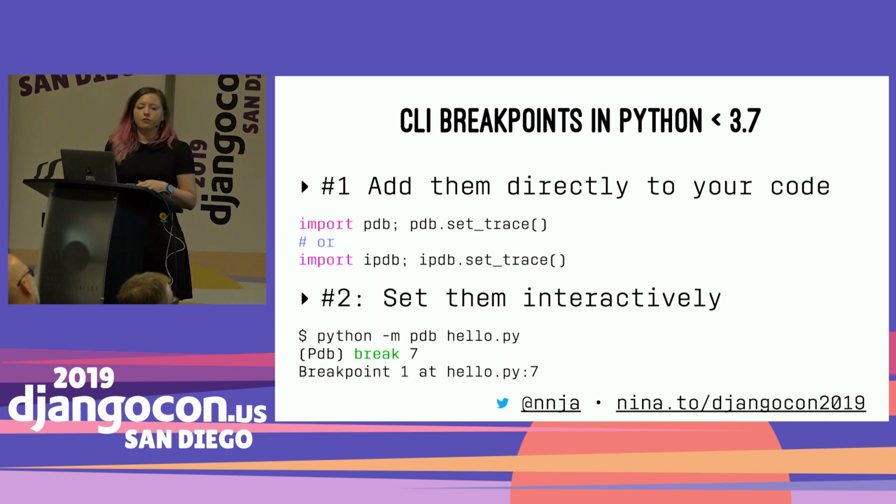Now, if you're using a version of Python that's less than 3.7, there are other ways to add breakpoints. You can go the first route and add them directly to your code. For PDB, just import pdb, use a semicolon for same line, and then pdb.set_trace. Or for IPDB, just add an i to both places.